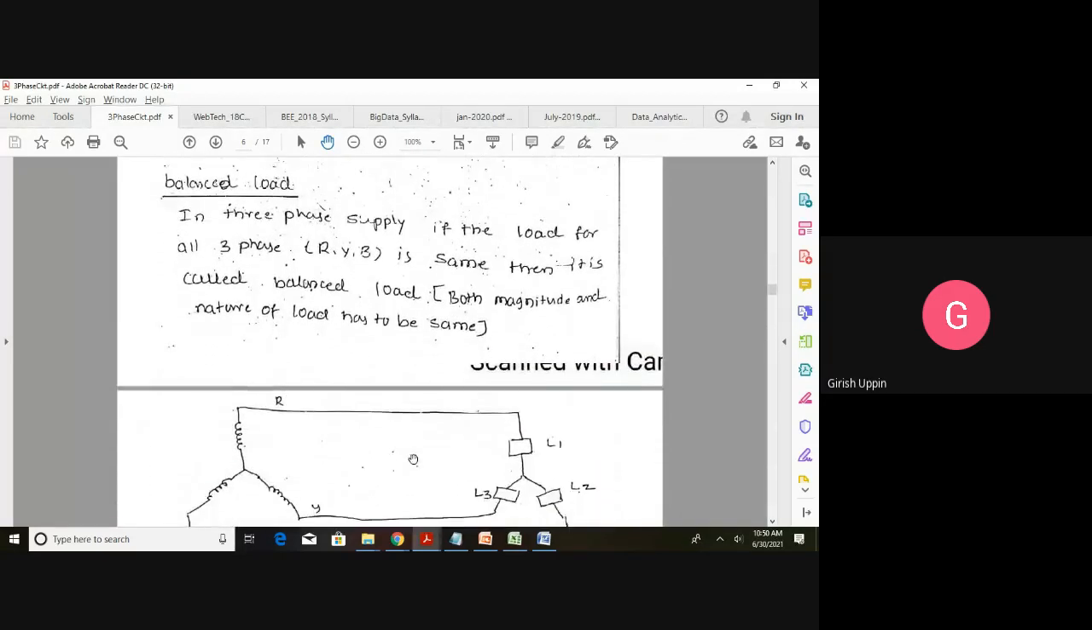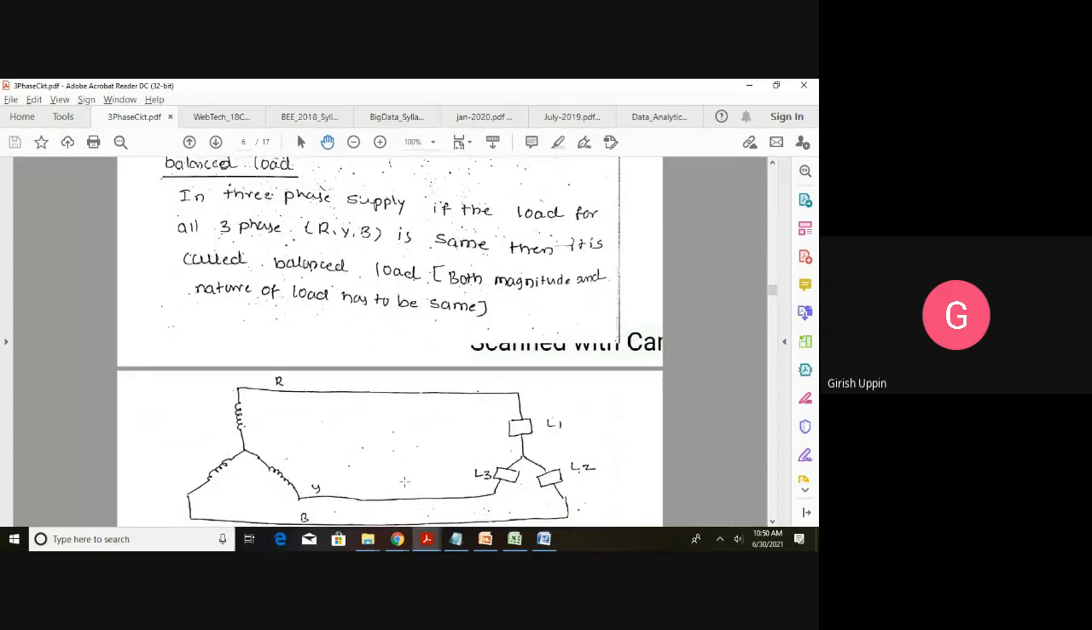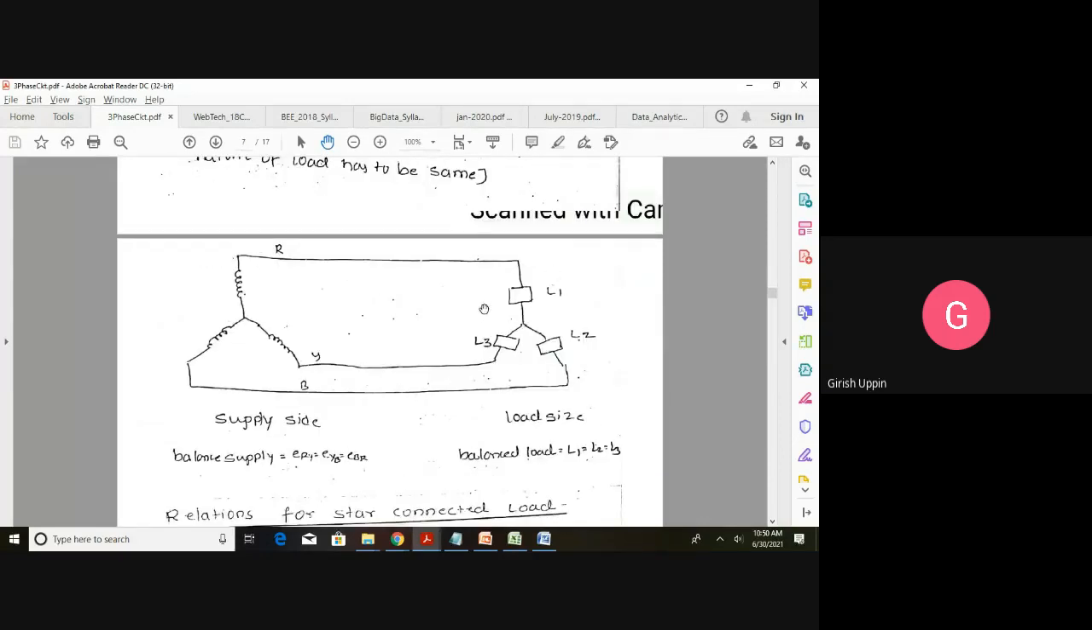And similar to that, balanced load. This is the supply we have, and the supply is connected to a load, a three-phase load. This is one phase, this is another phase, this is another phase. So what kind of load? We can have RL, RC, RLC, or any parallel combination. And we say a load is balanced if the impedance of load 1, L1, is equal to L2 is equal to L3. If all these impedances are equal, then they will draw the same amount of current from each of the phases. Then we call it a balanced load.